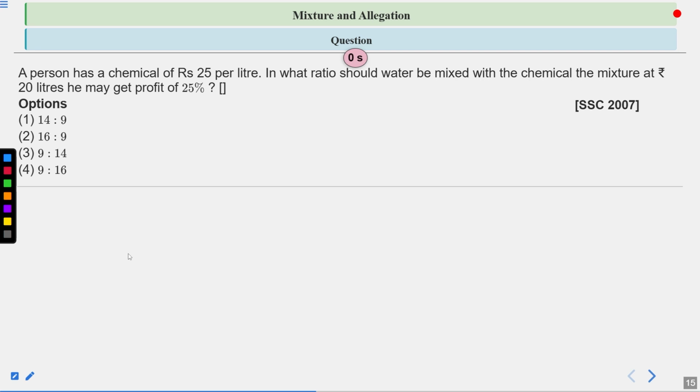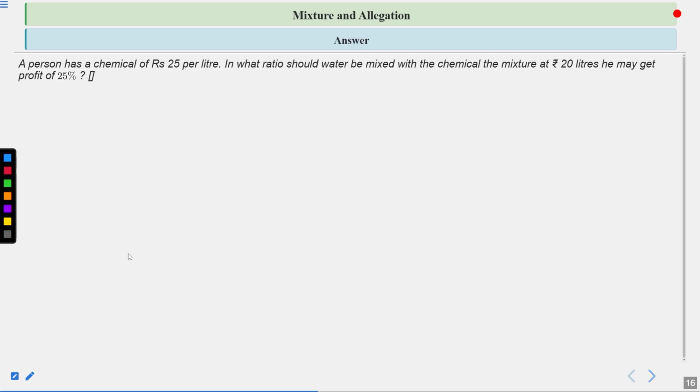Now time's up. Let's see the solution of this question. So the question says that a person has a chemical at 25 rupees per liter. So we have the cost price of the chemical. Now when we add the water, in mathematical terms, the cost price of the water will always be 0. Clear? And the mixture price is 20 rupees per liter, and the profit is 25%.